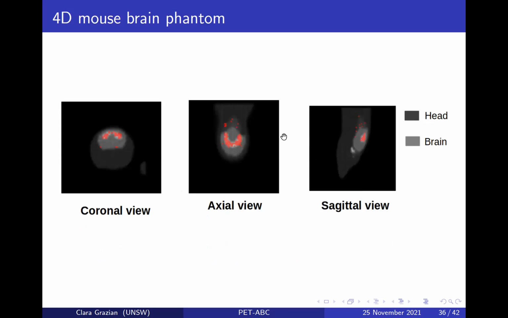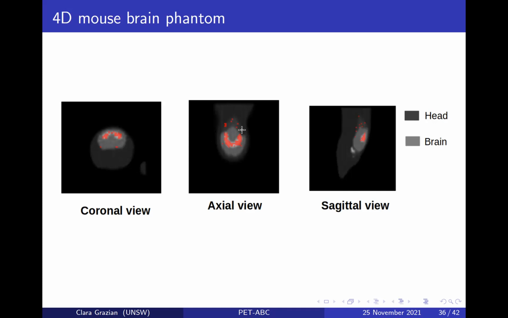So these are different views of the brain, and in particular, the brain is the light gray area, and the head is the dark gray area. We can represent the level of gamma in terms of posterior means or intervals, or any type of quantity of interest of the posterior distribution, in red. And so you can see that most of the activation is actually in the striatum as expected, and sometimes in the brain.